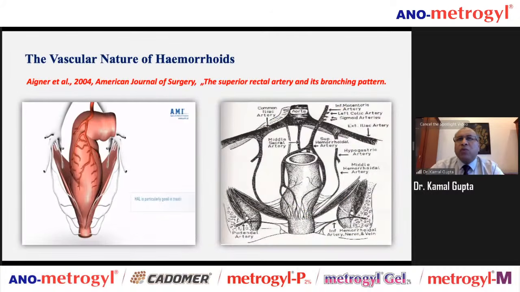Now, coming to the vascular nature of hemorrhoids, the superior hemorrhoidal artery, which is a continuation of the inferior mesenteric artery, divides into either anterior and posterior, or left and right branches. Then further, it gives rise to 3 to 4 branches each. And finally, in the distal part of the rectum, when we talk about bifurcations or trifurcations, this is how we see the branches of the superior hemorrhoidal artery in the distal part.